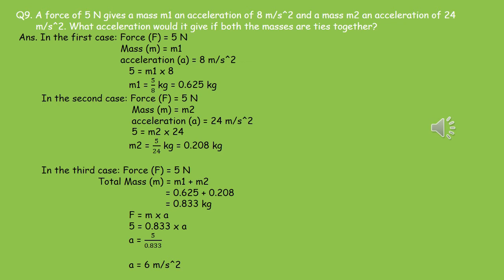So total mass will be m1 plus m2, that is 0.625 plus 0.208. So the total mass is coming 0.833 kg. As force is equal to m into a, so 5 Newton force is equal to 0.833 into a, final acceleration. So final acceleration is 5 by 0.833, that is 6 meter per second square.